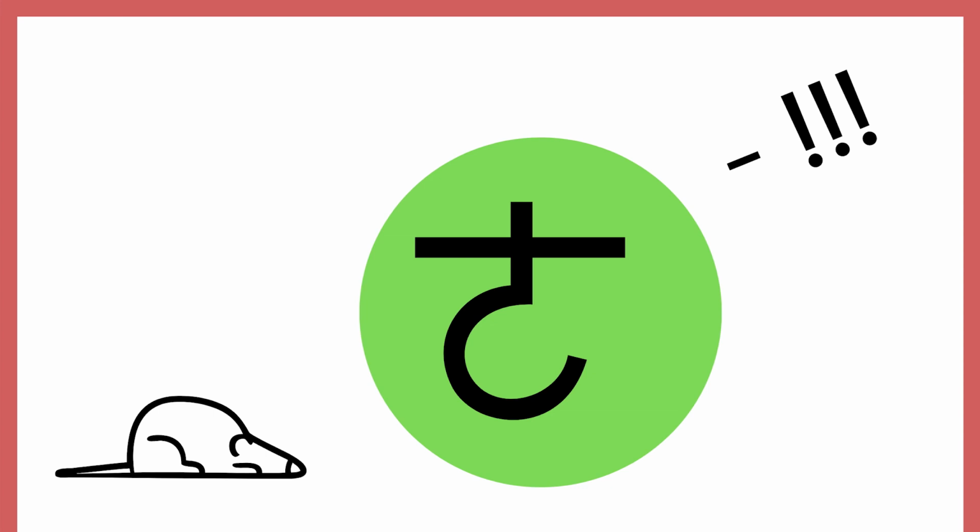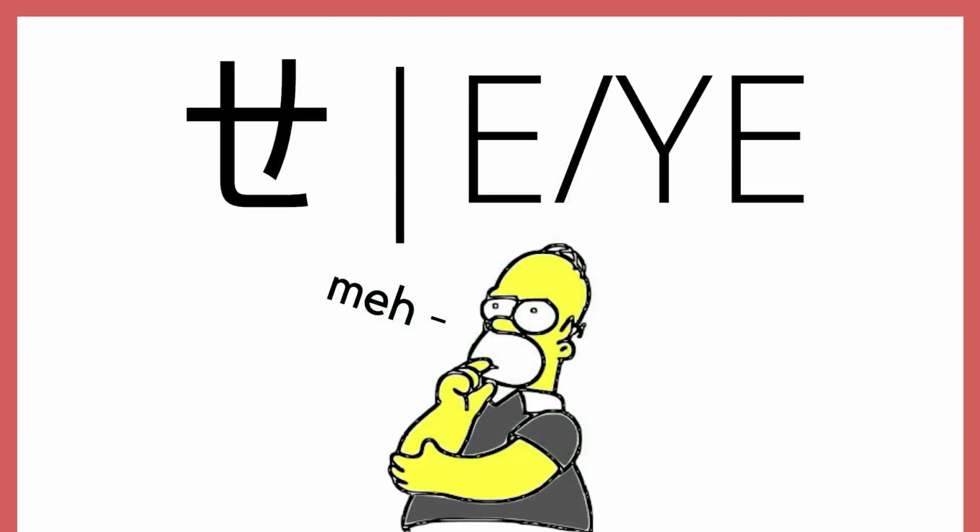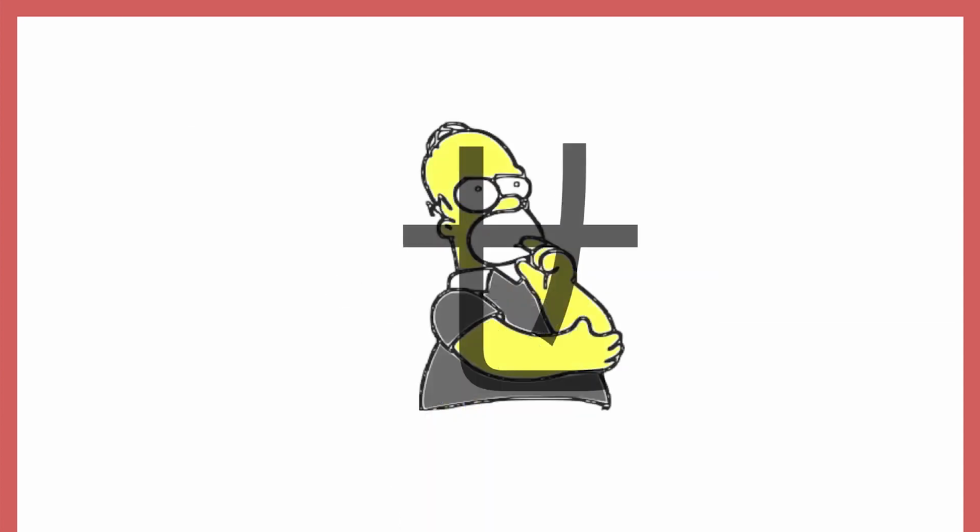Ugh, a dead rat. Next we have E, which is also an I in pinyin, sometimes distinguished by italicizing it or adding a caret on top. So for this sound, think of Homer Simpson saying meh. The zhuyin looks a little bit like a guy crossing his arms and going meh, don't you think?